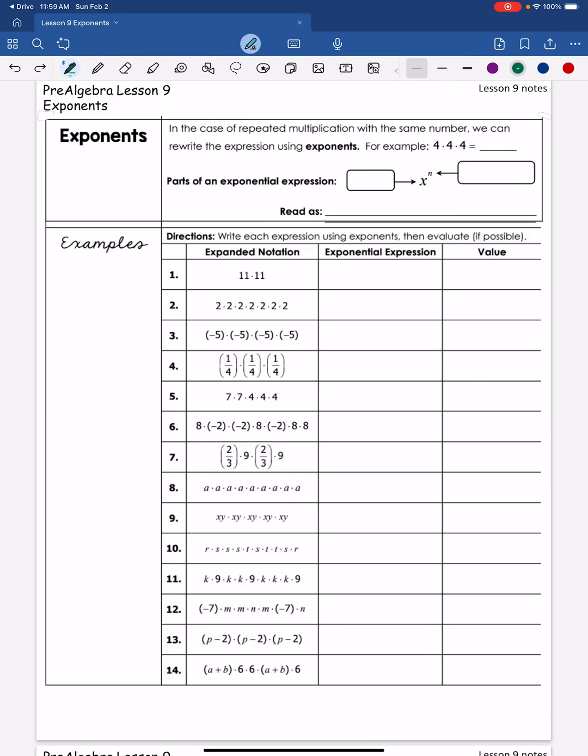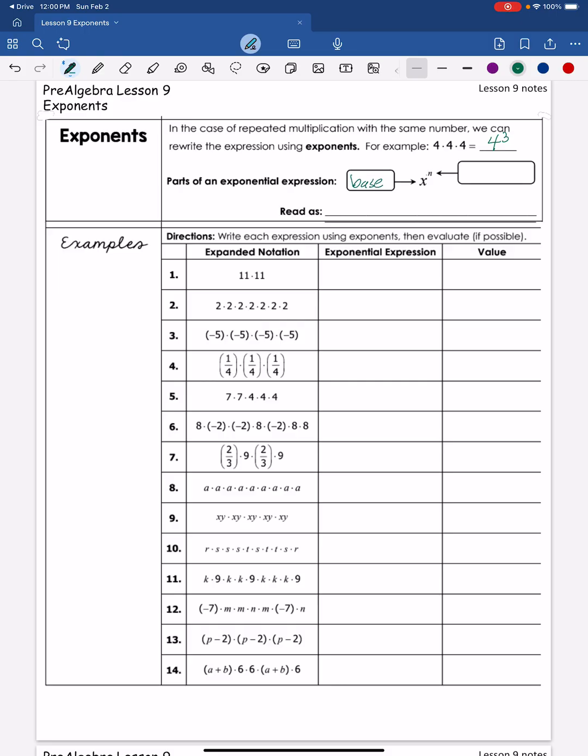This will be lesson 9, dealing with exponents. So exponents is what we use as a shortcut for repeated multiplication. We write the expression of 4 times 4 times 4 as 4 to the third. Okay, so the 4 in this case is called the base.